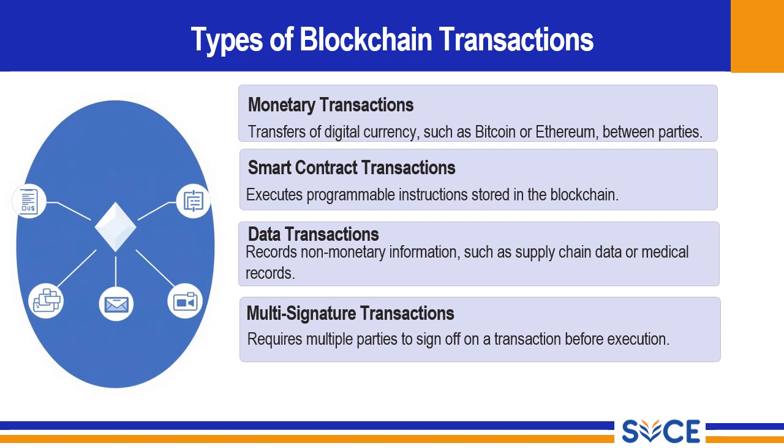manage security. So here, money transactions enable fast, secure digital payments. Smart contracts automate agreements without middlemen. Data transactions ensure tamper-proof records, and multi-signature transactions improve security with multiple approvals. So with blockchain technology growing fast, these transaction types are shaping industries like finance, governance, healthcare, and supply chain management.